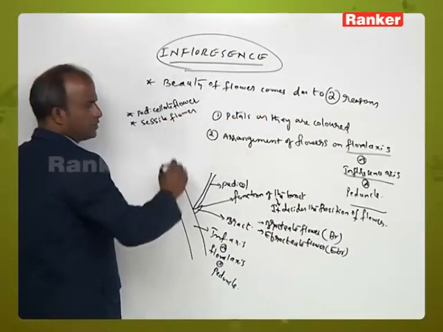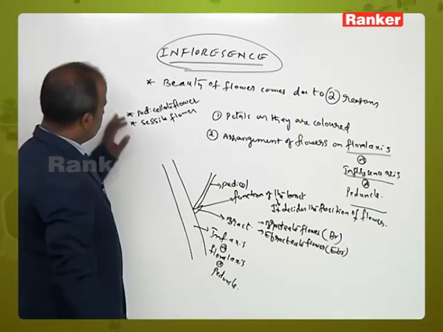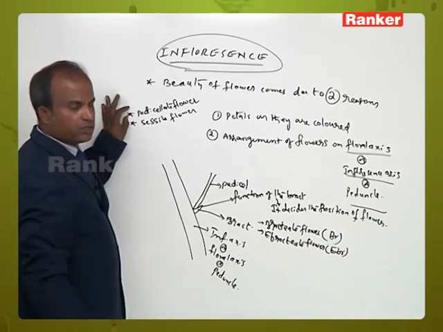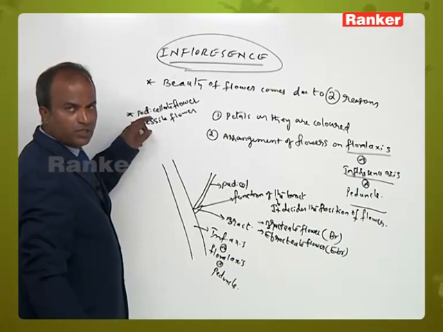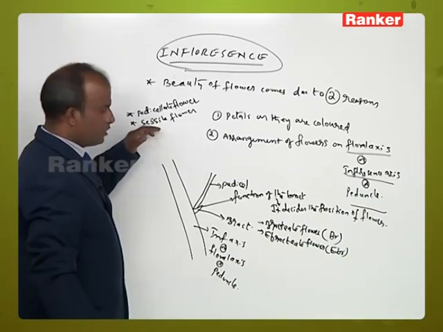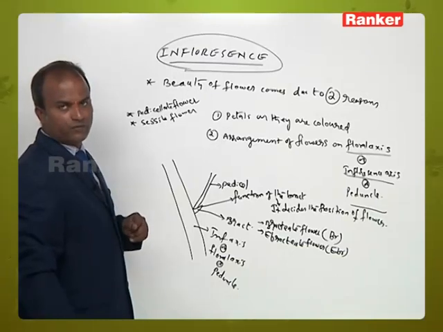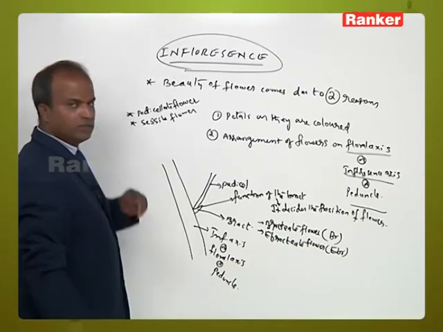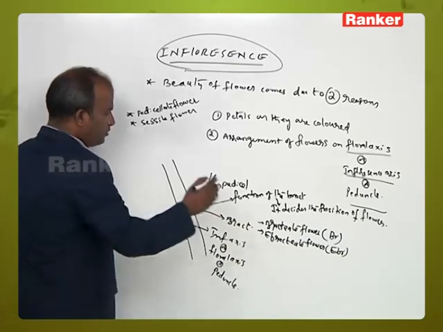It is called as which flower? Sessile flower. If the flower contains stalk, that is nothing but the pedicel, it is called as pedicellate flower. If it does not contain pedicel, it is called as sessile flower. It is called as which flower? Sessile flower.